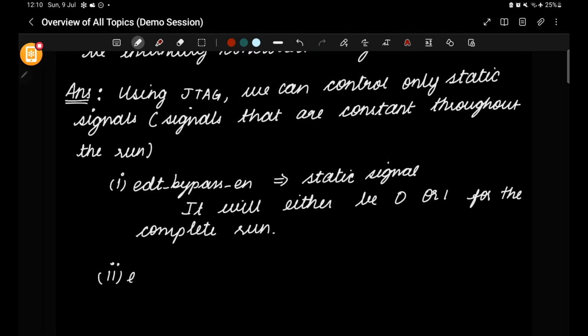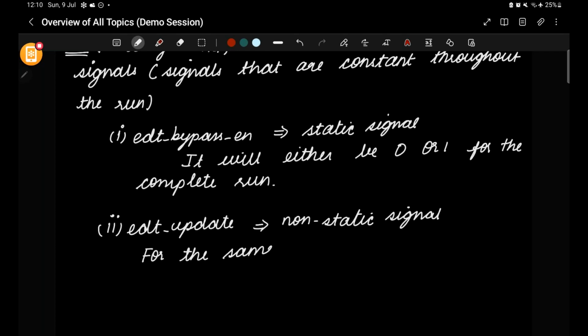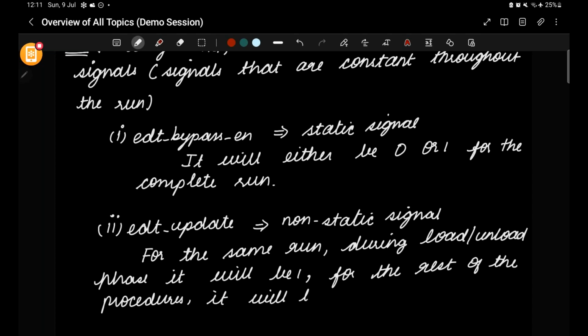If you consider EDT update, then this is a non-static signal. Why? Because for the same run, during the load and load phase, it will be 1. For the rest of the procedures, that is the shift phase, capture phase and all the rest, it will be 0. So this is a non-static signal.